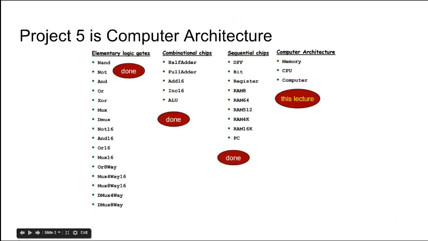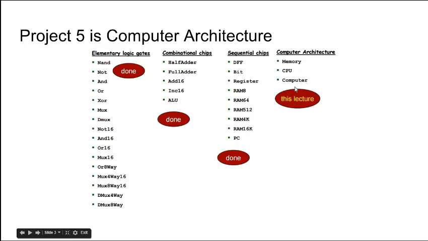So what have we done so far? Project 1 was building all these simple gates. The most complex of these were the muxes. We had to learn to mux the mux. Then we had these combinational chips. These are more equivalent to Chapter 5 in the book. And then Project 3 was about these sequential chips, which are much more like our flip-flops. They actually use flip-flops. They're clocked.